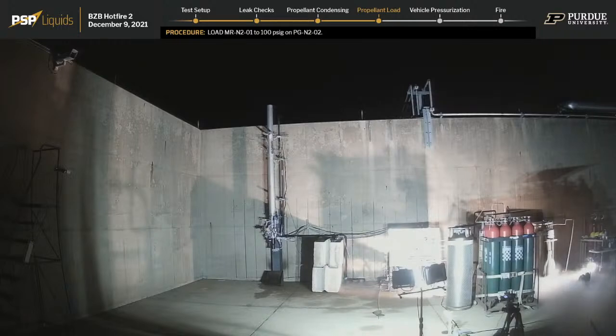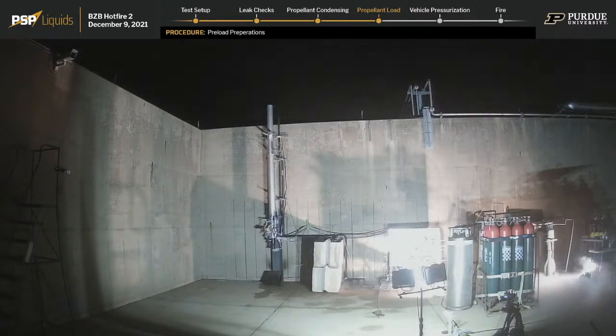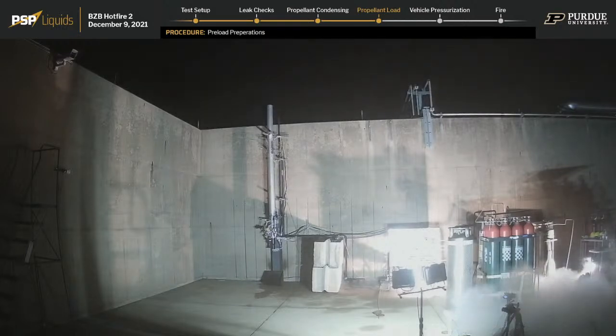Safety just verified, so you're good to retreat to the control room. Propellant load is a very critical part of our procedure. At this point, we are going to start filling the vehicle with liquid methane and liquid oxygen. This is the last step before we fire the rocket. Sorry, the second to last step before we fire the rocket. The last step before we fire the rocket is loading helium into our helium tank.